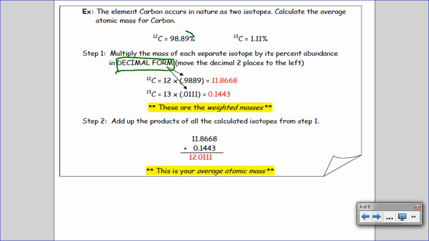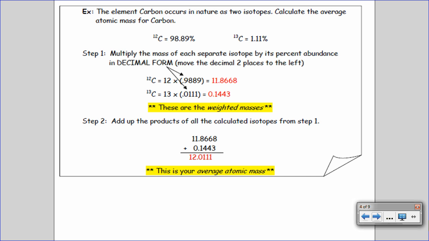We have taken our 98.89% and converted it into 0.9889. That is the decimal equivalent of that number in a percentage. Okay? And the same is true for our 1.11%. We have converted that into 0.0111. How you do that, you might ask? All you really have to do is take your decimal place and move it 2 to the left to turn a percentage into a decimal equivalent. So you move your decimal place 2 spots to the left, you can turn any percent into its decimal equivalent.